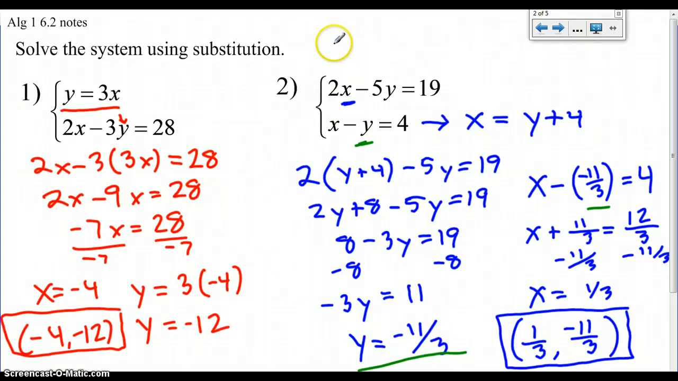Now hopefully you checked your answer on this. Basically what we'd be looking at is we'd have 2 times 1/3, which is 2/3, minus negative, so I'm going to just change that to a plus, 5 times 11 thirds, so that's 55 thirds, equals 19. And we're saying, is that true? Well, 57 thirds is exactly 19, so that is true, and that confirms that our answer is indeed correct.